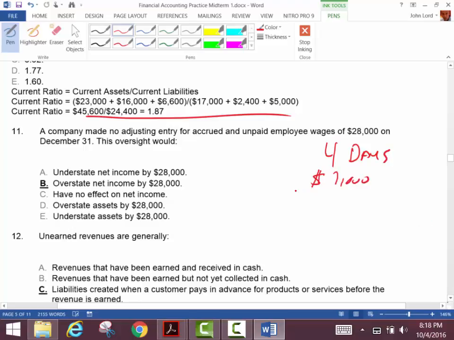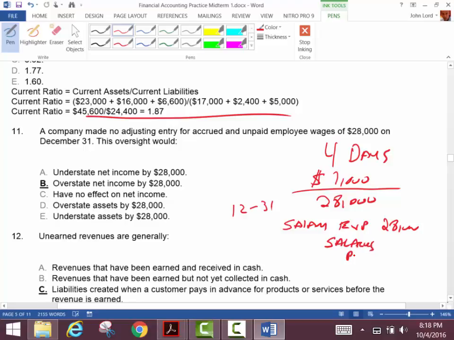7,000 per day. Okay, that's 28,000, isn't it? So at 12/31, I should have done what? I should have debited salary expense for 28,000 and credited what? Salaries payable for the 28,000 for those 4 days because, hey, they worked 4 more days in December, didn't they? And only 1 day in January?